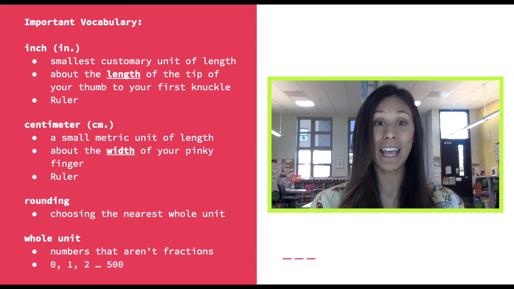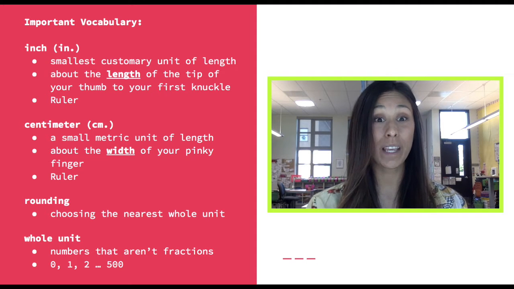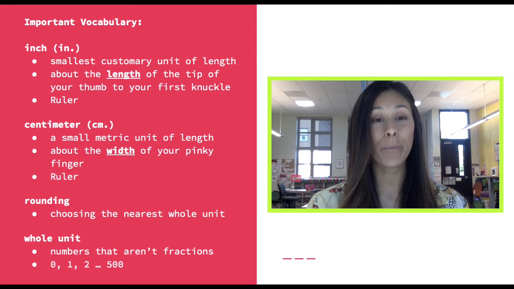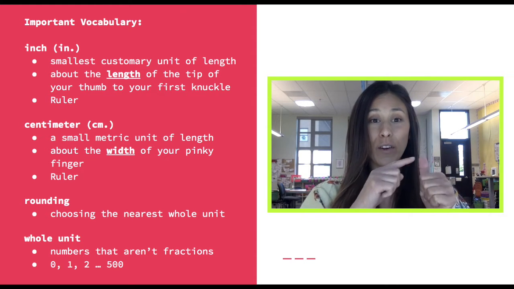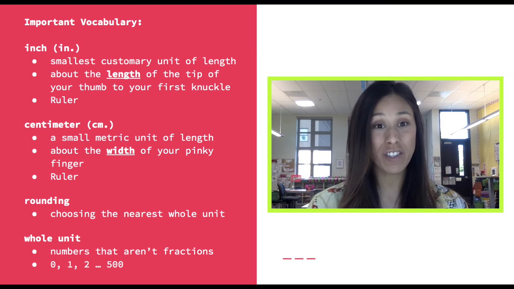Now remember, inch can be abbreviated to IN period, and we use abbreviations because they're a faster, more efficient way of writing things. Now, the inch is the smallest customary unit of length, and it's about the length of the tip of your thumb to your first knuckle. Now, we measure in inches using a ruler.